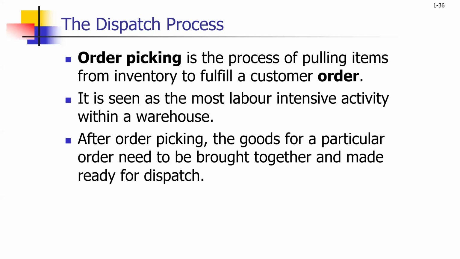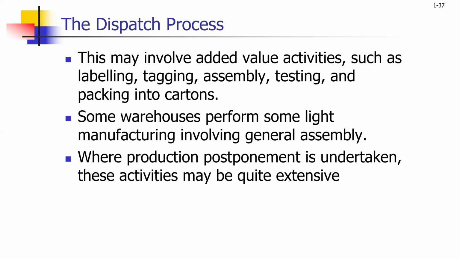Then order picking, that is when the things now are in store and then we are dispatching the items. We have to pick the order. I remember we started this session with order picking. So whichever technique you are going to use, whether zone, batch, or discrete, you have to make sure you do that and deliver the goods to the customer. So the dispatch process may involve added value activities such as labeling, tagging, assembly, testing, and maybe packing into cartons.